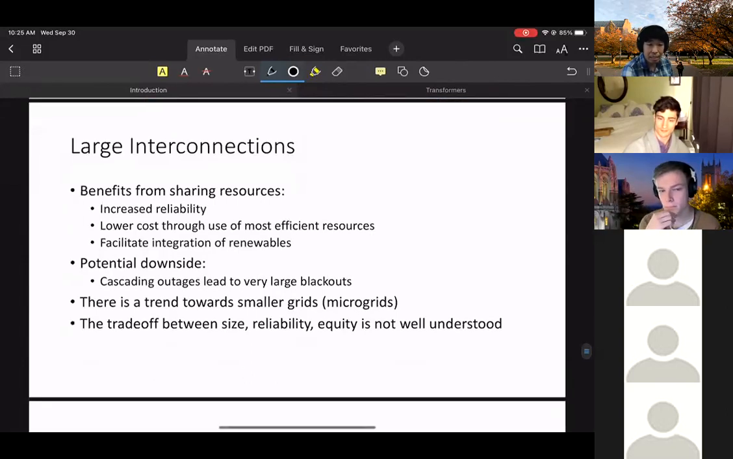Large connection does bring challenges, and part of this class is how we at least try to address very large systems.